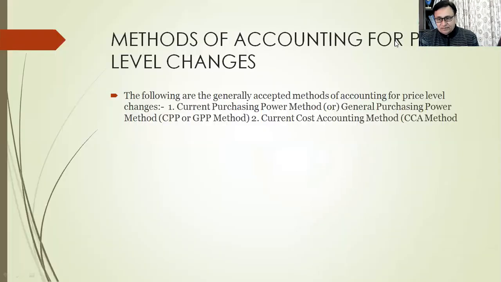So methods of price level changes that we are going to discuss today. Basically there are two methods which we follow generally for accounting for price level changes. One is the current purchasing power method, and this method is also called the general purchasing power method. Under this method, we update the value of the various financial items in the financial statements as per the price level index. And the second method is the current cost accounting method. So under this method, we update the values as per the replacement cost of the asset.